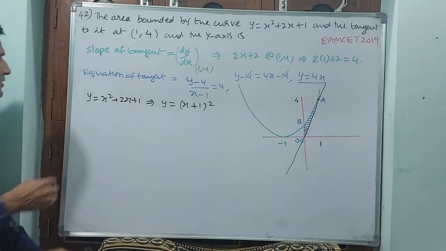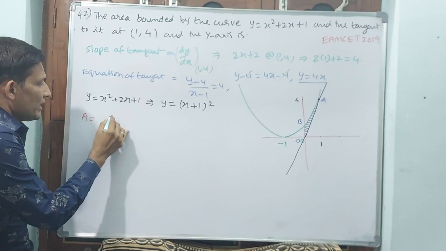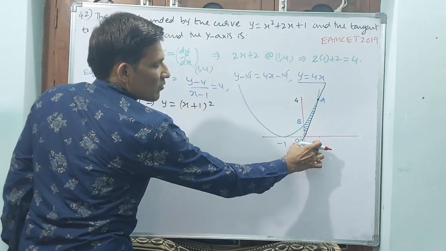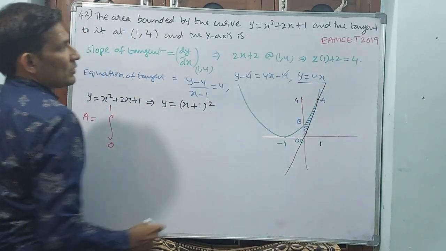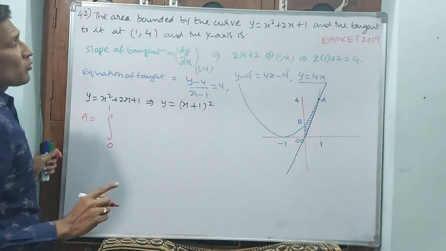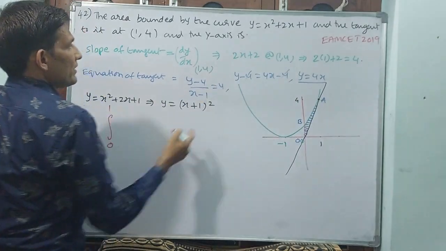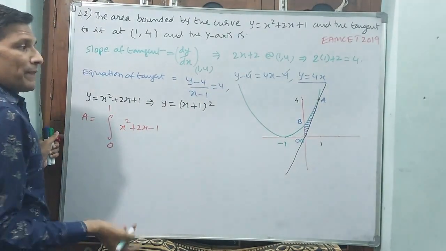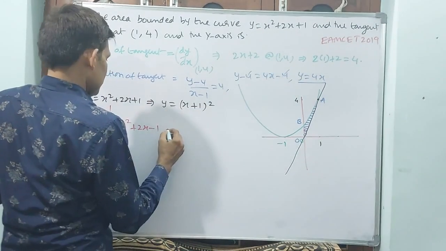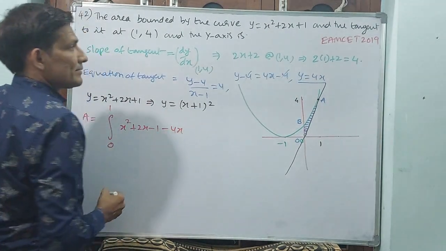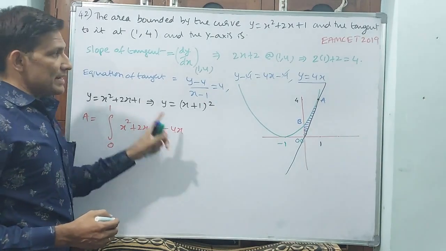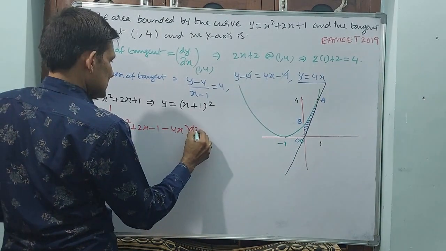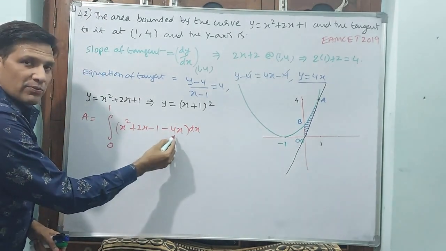Area is equal to integral 0 to 1. The curve is how much? (x plus 1) whole square. Don't take (x plus 1) whole square. You take this one: x square plus 2x minus 1 minus 4x. Okay? Curve minus line, dx. See, plus 2x minus 4x is minus 2x.